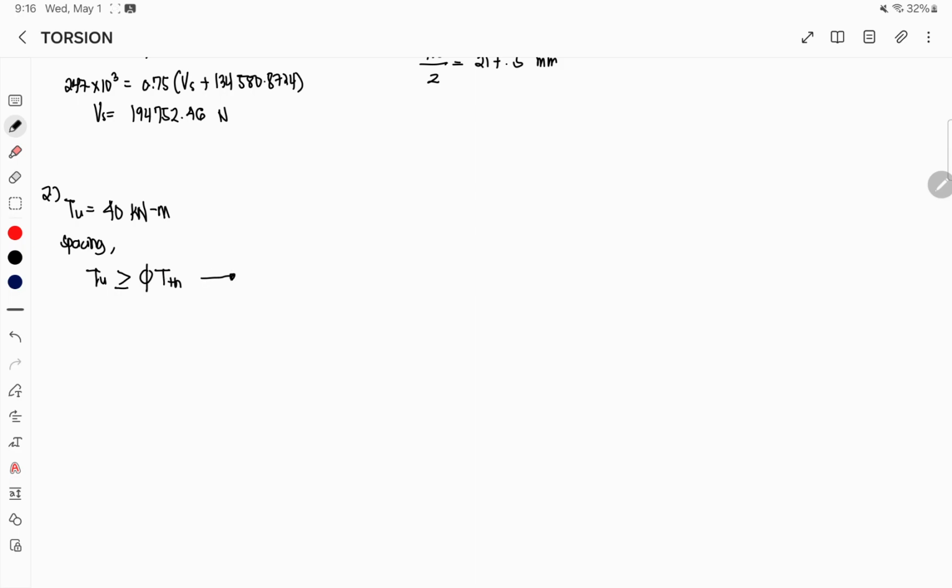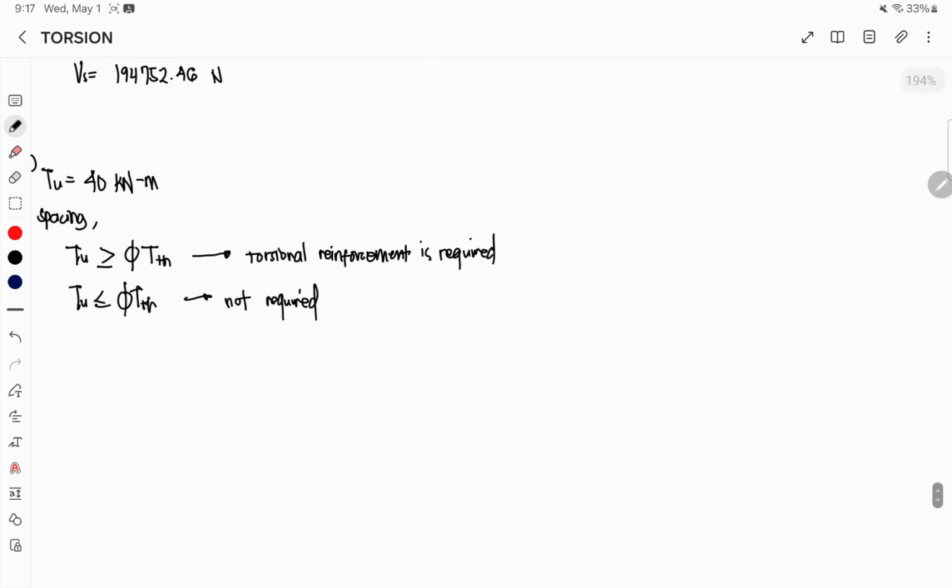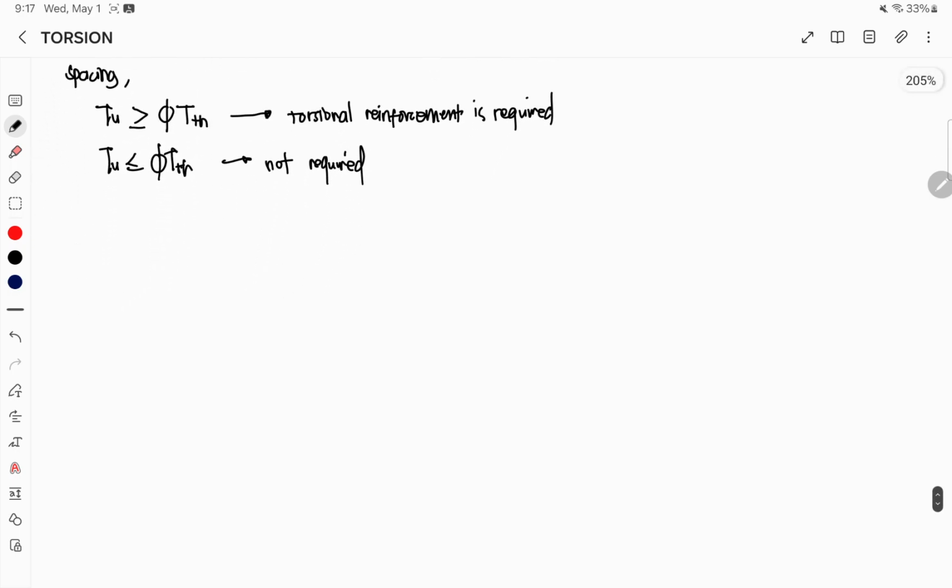then we can say that the torsional reinforcement is required. But if Tu is less than phi Tth, it is not required. That's all there is to it. So that's the first step.